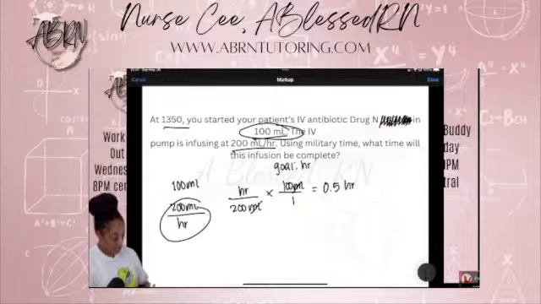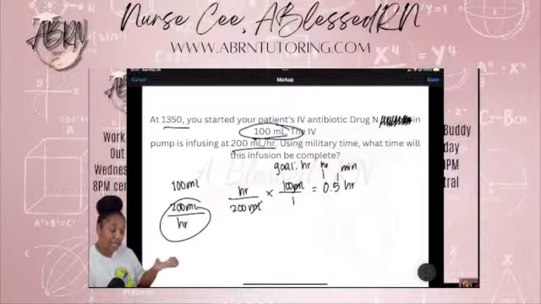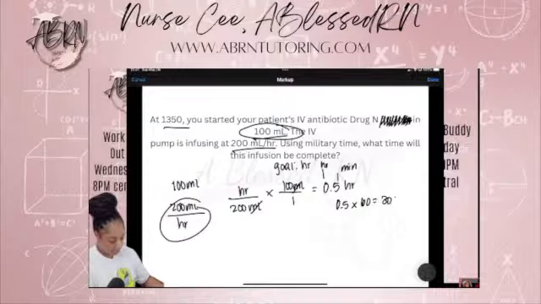So this means that there is 0 hours, right? But we got 0.5. That's going to be your minutes. Everything behind the decimal, we'll take and multiply it by 60 because there are 60 minutes in an hour. So we'll do 0.5 times 60, which is going to be 30 minutes. So this will be 30 minutes, okay?